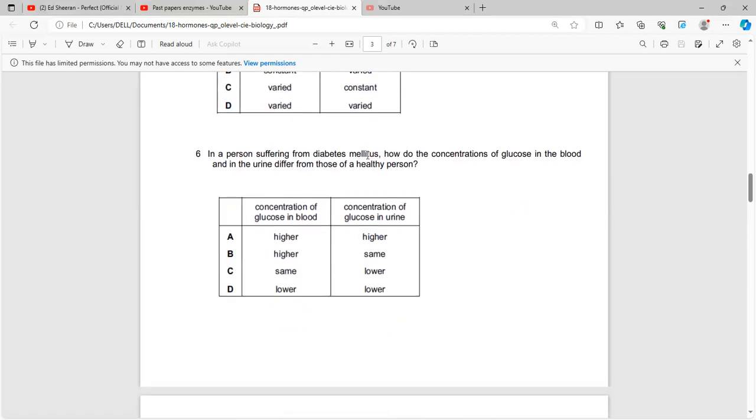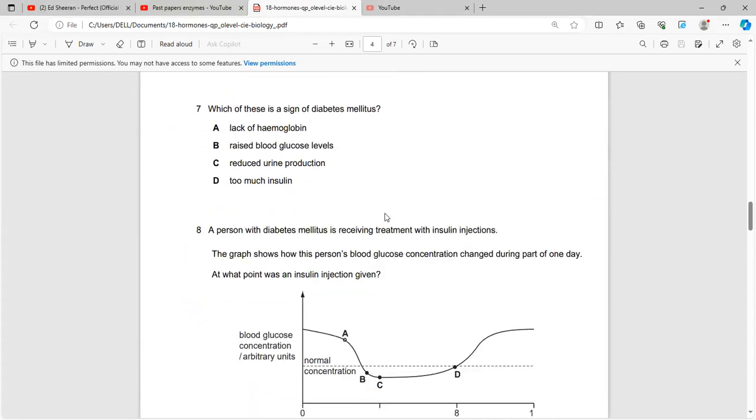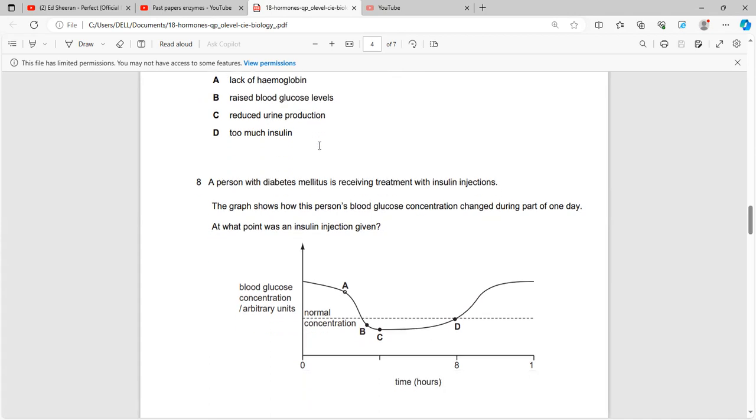Now in question number six, they ask about a person who suffers from diabetes. We've just been talking about it: obviously both the concentration of glucose in blood and urine will be raised. What is a sign of diabetes? Raised blood glucose levels. This is a sign. Now you would like to see it done. You would see that once you learn the core concept, much of the questions revolve around the same thing, and they've just tested the same concept in a wide variety of ways in different questions.